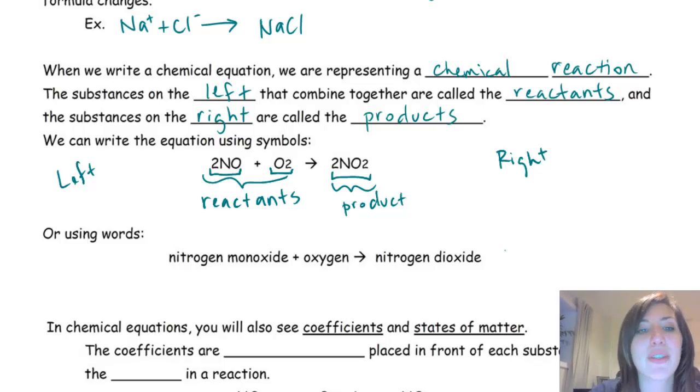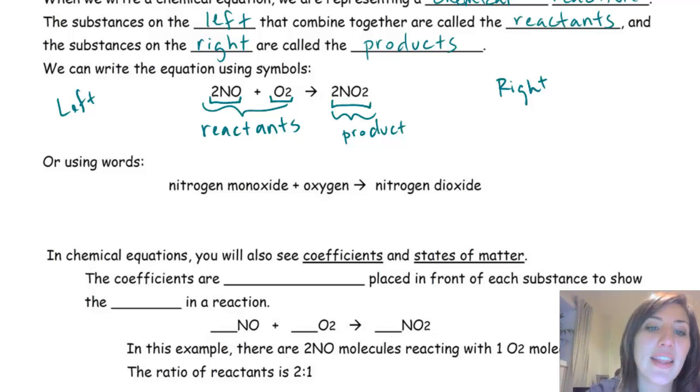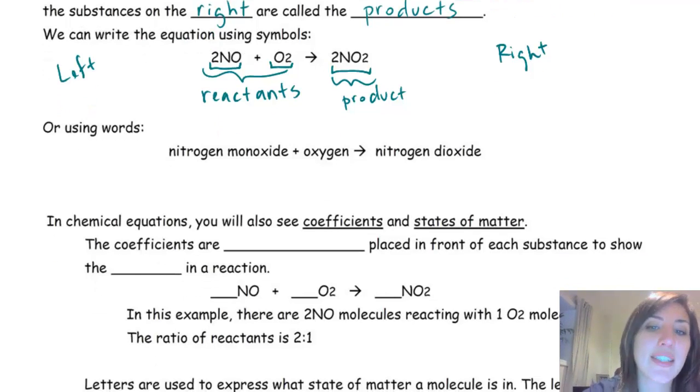You can also represent an equation using words. So you could say nitrogen monoxide plus oxygen can yield nitrogen dioxide. So again, these two here are our reactants, and this is our product.